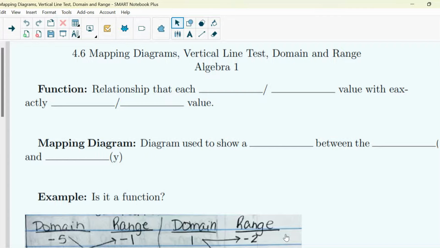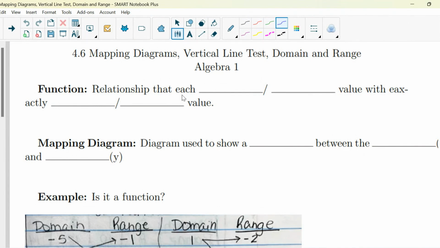Here, we are skipping all the way to 4.6, which talks about mapping diagrams, the vertical line test, and domain and range. This is a loaded lesson, lots of important information here, so make sure you guys are taking good notes and are paying attention along the way. So first of all, let's go ahead and define a function.